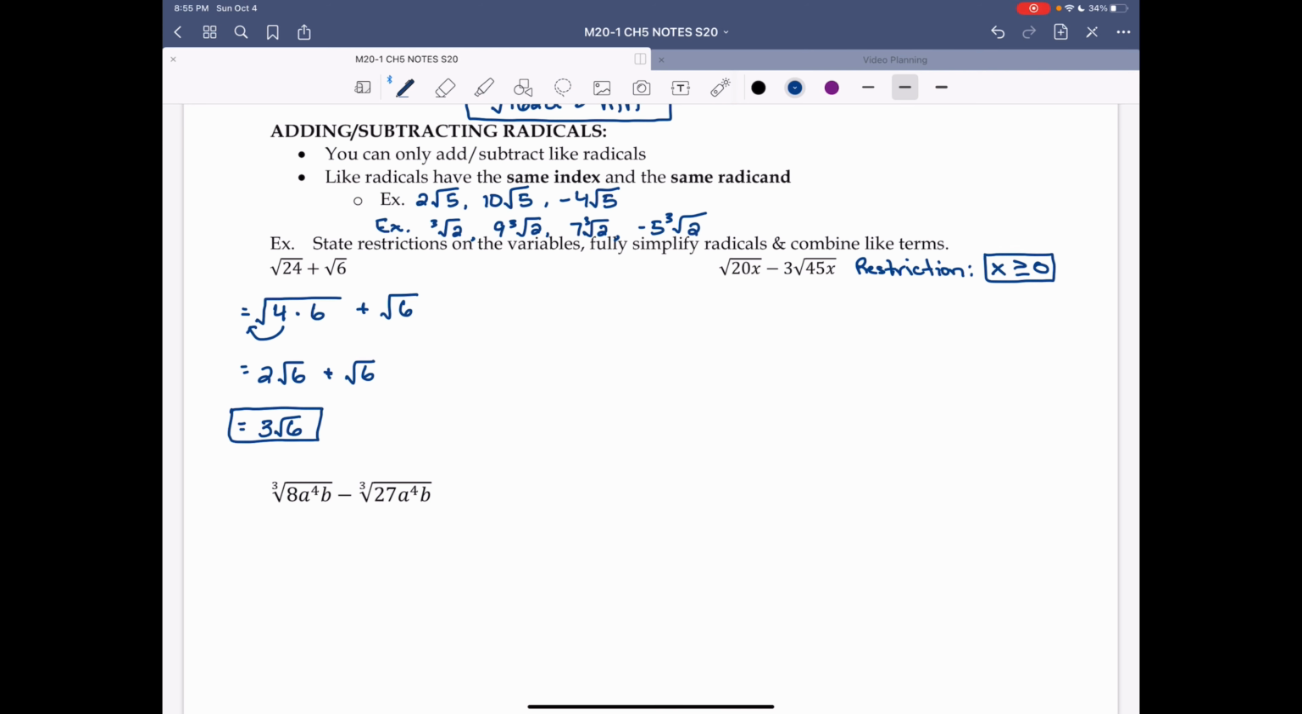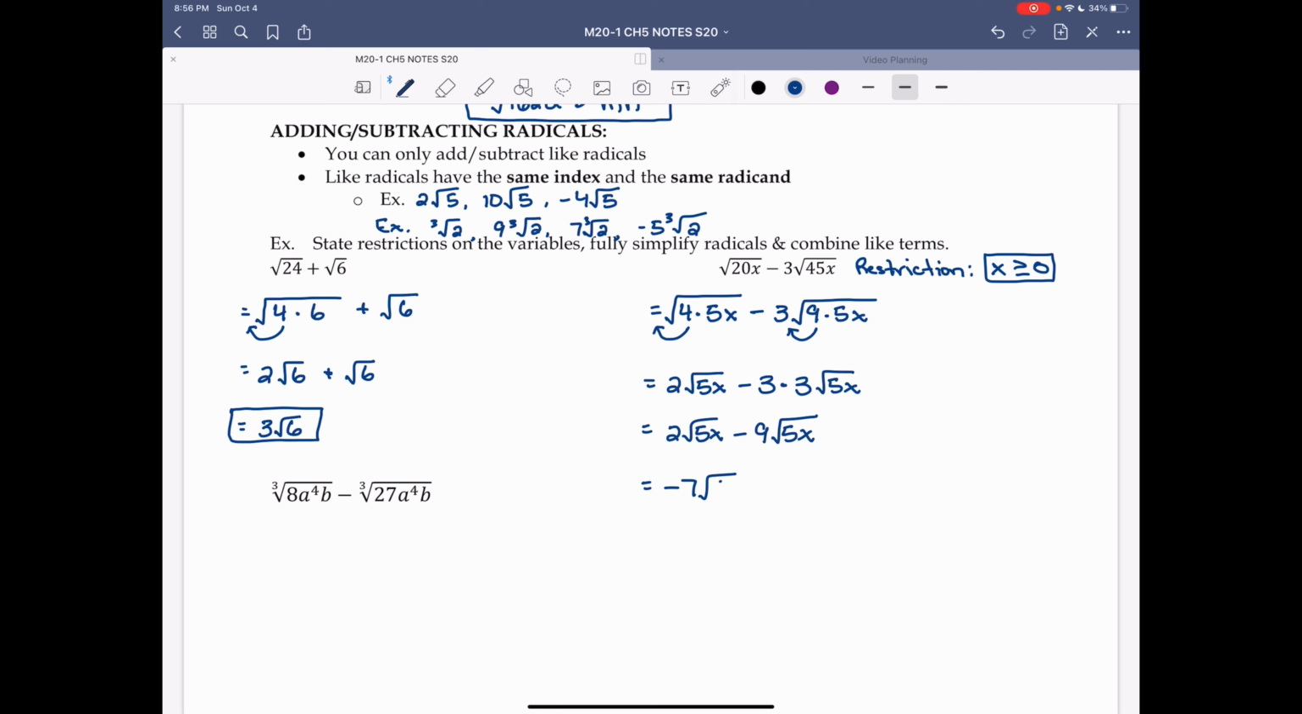What's the biggest perfect square that divides 20? It would be 4. 4 times 5x minus 3. The biggest perfect square that divides 45 is 9. 9 times 5x. We can take 4 out from under the square root and take 9 out from under the square root. We get 2 square root 5x minus 3 times 3 square root 5x, which simplifies to 2 square root 5x minus 9 square root 5x. And then we have like radicals. They both have square root 5x. We can combine them. We get -7 square root 5x.